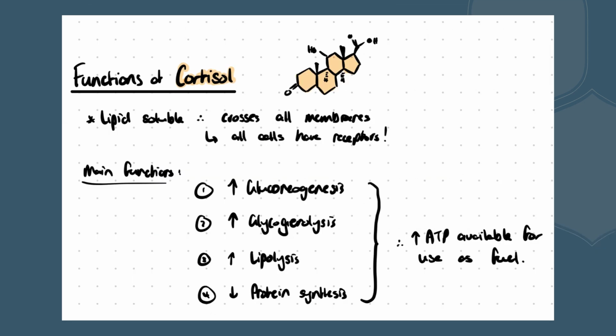It's also important to think about the functions of cortisol. Cortisol is a lipid-soluble hormone, effectively, and it crosses all membranes, and the receptors are actually intranuclear. So all cells have receptors for cortisol, and it effectively makes sure that there's enough ATP available for use as fuel. It increases gluconeogenesis in the liver, it increases glycogenolysis in the liver and in the periphery, it increases lipolysis in the liver and in the periphery, and it decreases protein synthesis in the acute phase, which I thought was interesting.